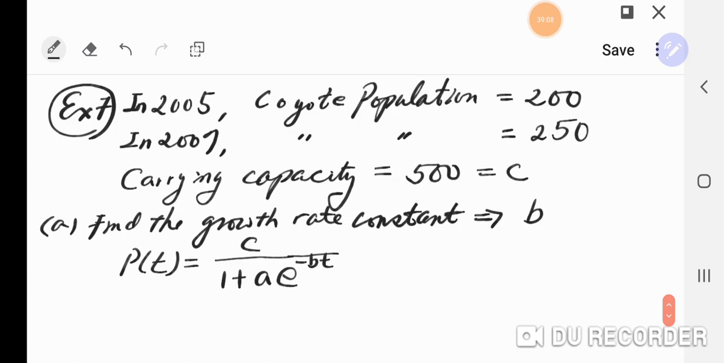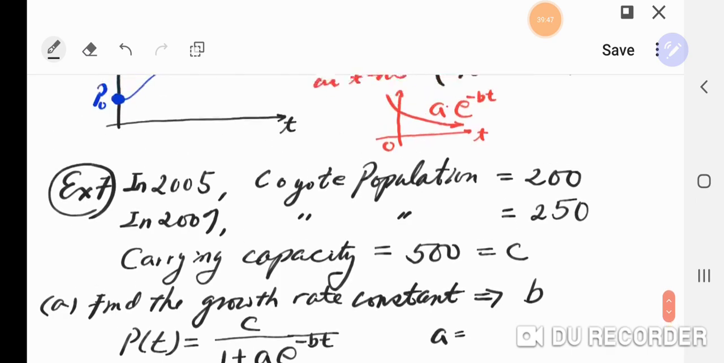From this, letter A is: find the growth rate constant for this logistic model. The growth rate constant is B. From the logistic model, we have to find B. C is given. C is the carrying capacity, which is the maximum population, 500. And t will be 2, because after 2 years we know the coyote population. So we have to find the value of A.